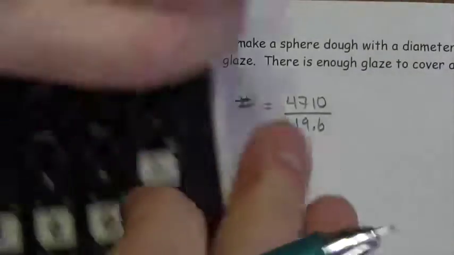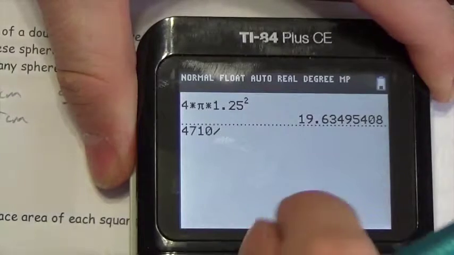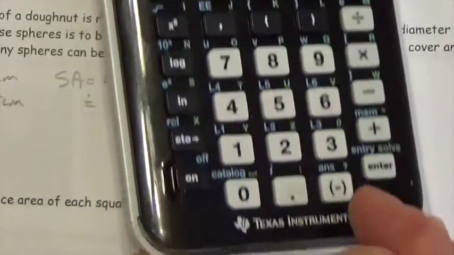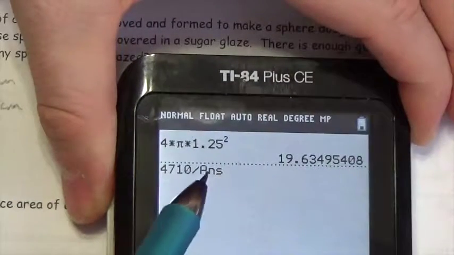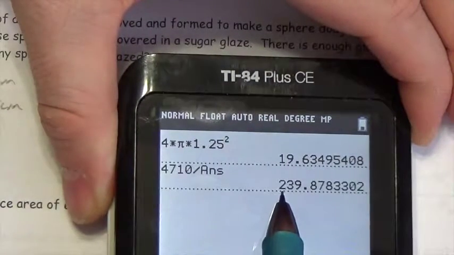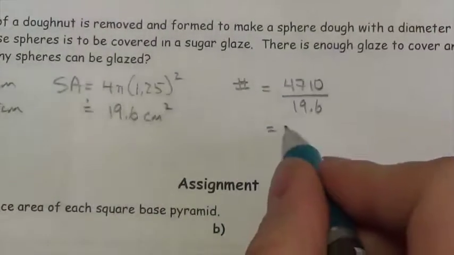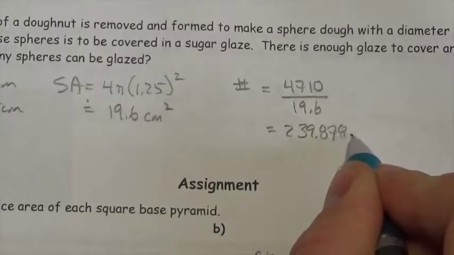And so now, on my calculator, I will take the 4,710. There's my total. Each one of those takes that 19.6. So to get that, I'm going to press second negative sign. Whoops. Because that's the answer from the previous question. So that's going to be this number right here. Press enter. And we get 239.87, 239.878, and that goes on and on.